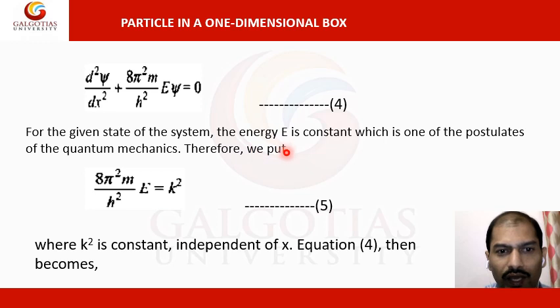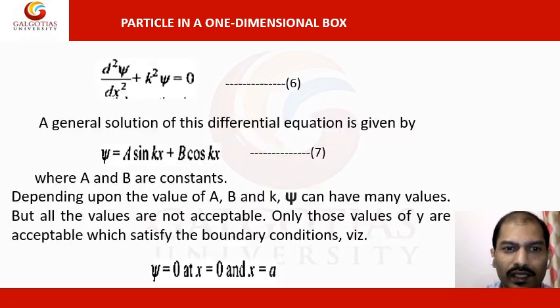So therefore we can represent 8 pi square m upon h square into E in the simplest way by k square, and this is a constant. So this term can be replaced with k square, and this k is a constant and independent of x. x means that particular position where you are finding the probability. So here equation 4 will take another shape. Let's see what that is: d square psi upon dx square plus k square psi equal to 0.